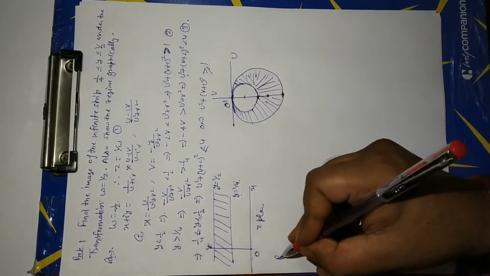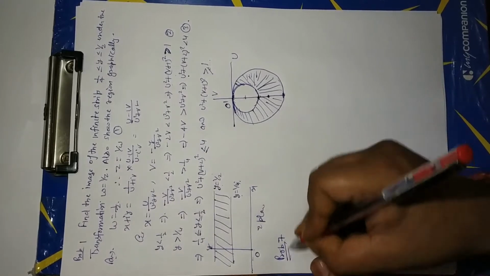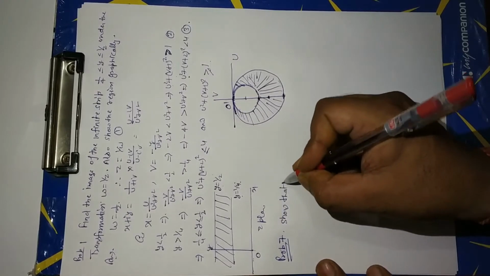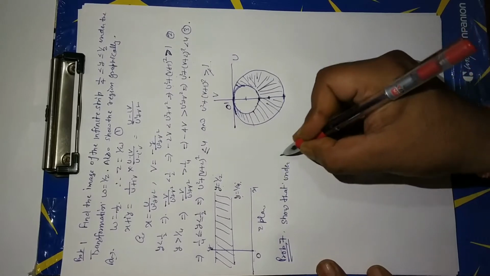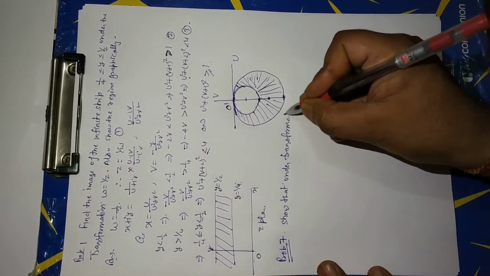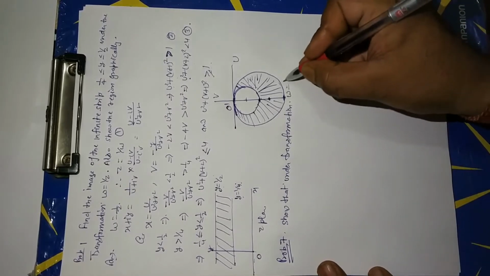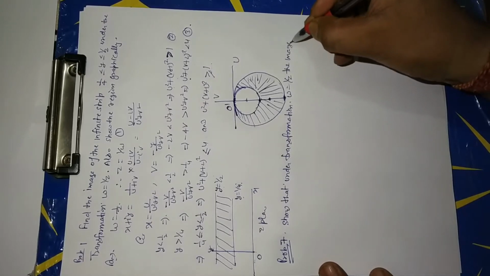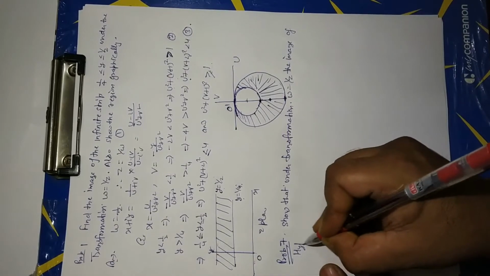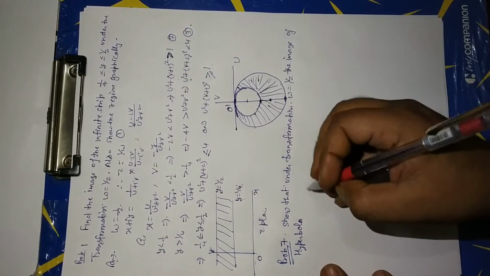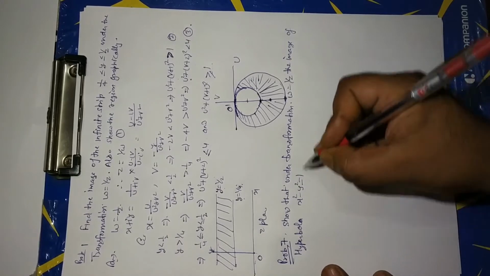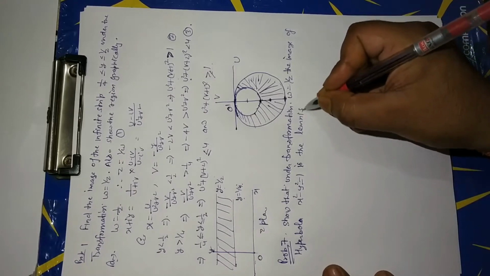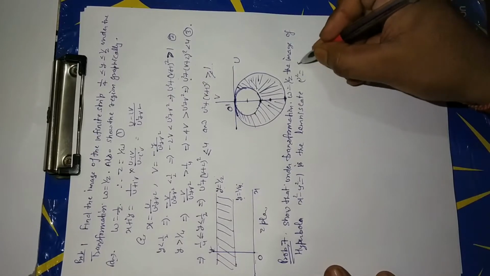Now next problem. Problem number 7. Show that under the transformation W equal to 1 upon Z, the image of the hyperbola x square minus y square is equal to 1 is the lemniscate rho square is equal to cos 2 phi.